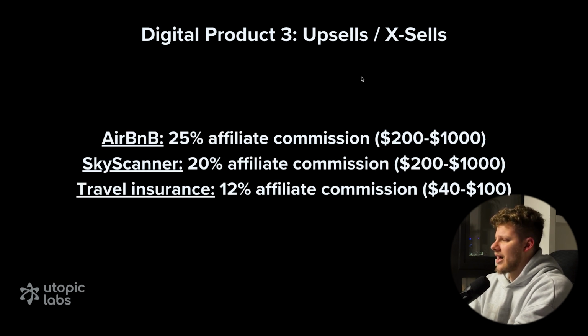So for example, you could have Airbnb affiliates as well as Skyscanner, travel insurance, etc. If you know exactly where people are going, then it's easier for you to just send them, hey, go on Skyscanner, I could give you this affiliate code, maybe you get a discount and I get some money as well. Same thing for travel insurance, same thing for Airbnb, right?